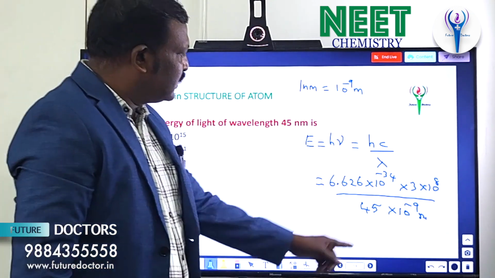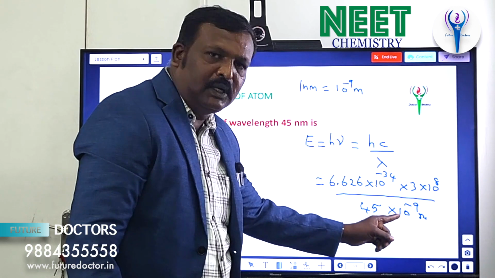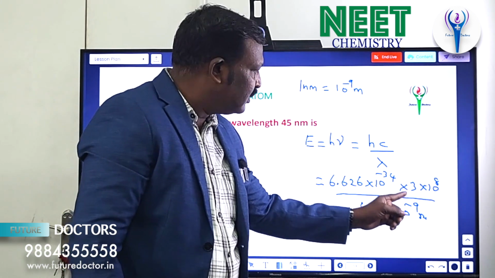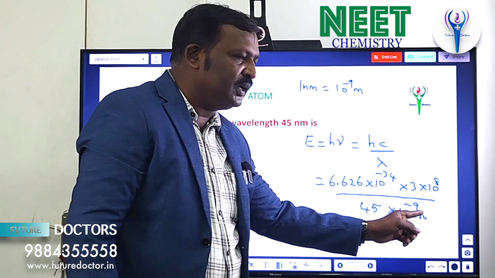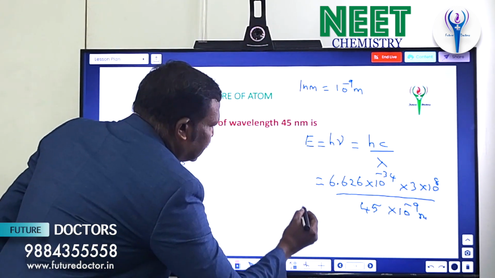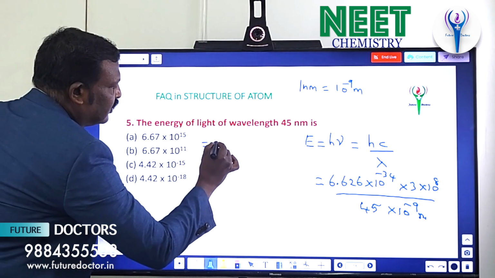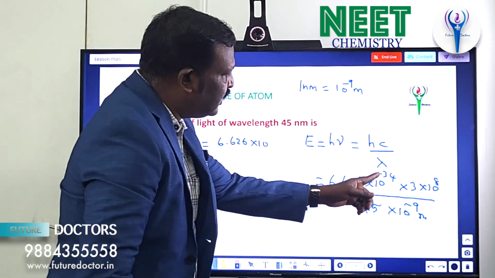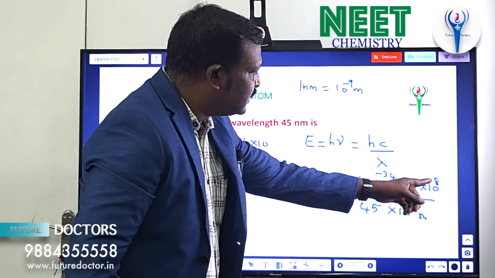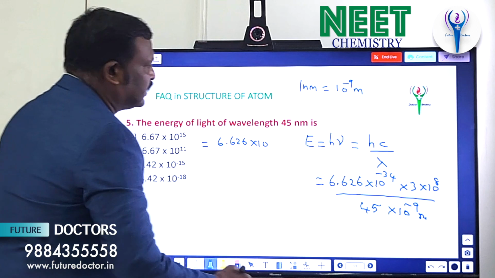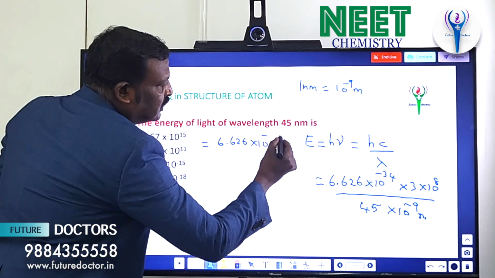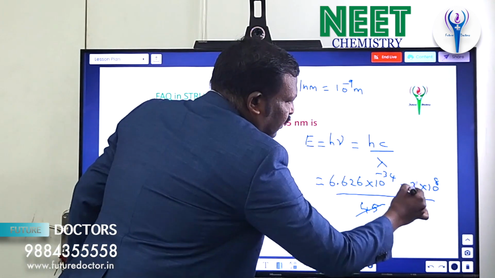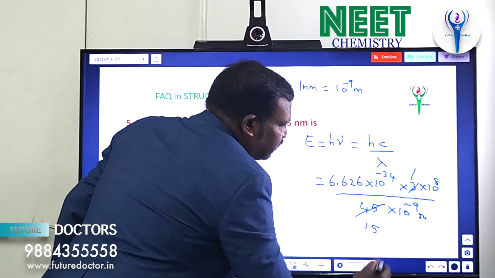Understood? Okay, suppose here 10 power minus 9 is in the denominator. When it goes to the numerator, it becomes what? 8 plus 9, 17. So minus 34 plus 17. So it will be what? I'll write it here, 6.626 into 10 power minus 34. When it goes to the numerator, it becomes 17. No, minus 34 plus 17, it is considered what? Minus 17. Okay, then this also cancels one time, what? This is 15 times, understood?